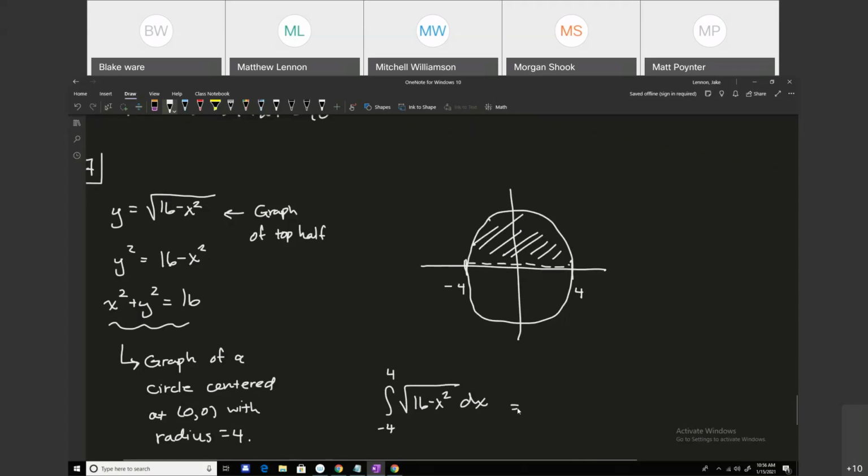And remember, the area of a circle is pi r squared. We're doing half of a circle, so ours will be 1/2 pi times 4 squared, which will just come out to 8 pi. So 8 pi is our answer for number 7.